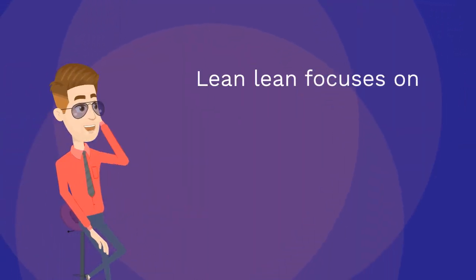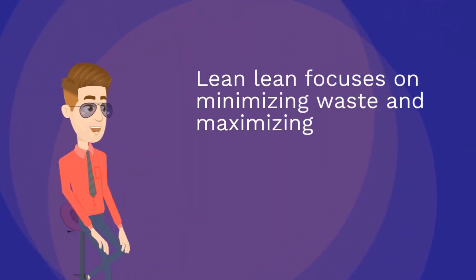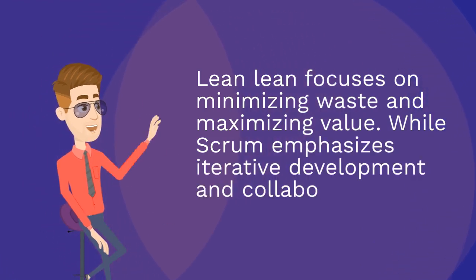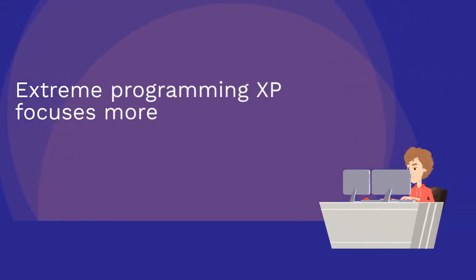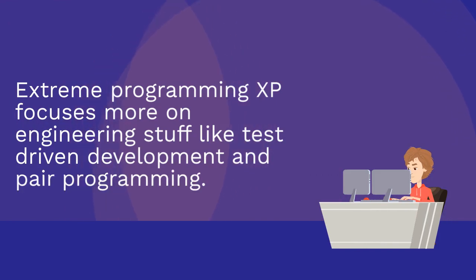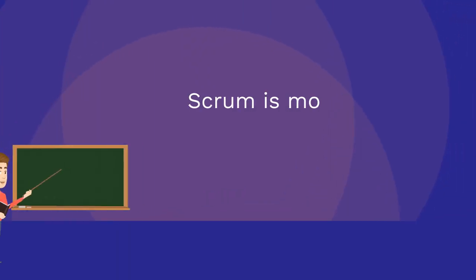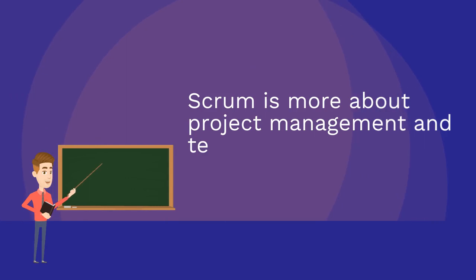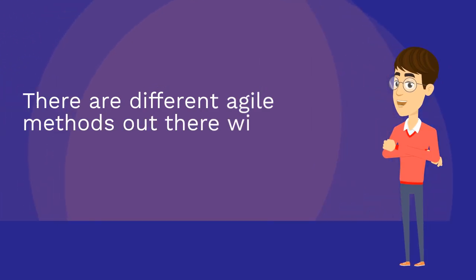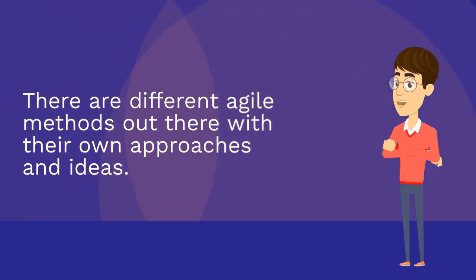Lean. Lean focuses on minimizing waste and maximizing value, while Scrum emphasizes iterative development and collaboration. Extreme Programming, XP, focuses more on engineering stuff like test-driven development and pair programming. Scrum is more about project management and teamwork. These are just a couple of examples. There are different Agile methods out there with their own approaches and ideas.